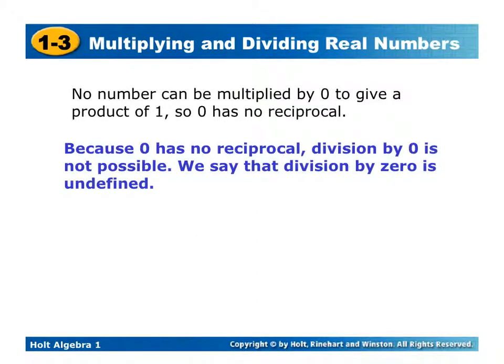So another thing we want to remember is that no number can be multiplied by 0 to give a product of 1. So 0 has no reciprocal, no multiplicative inverse. And because 0 has no reciprocal, division by 0 is not possible. And we say that division by 0 is undefined. It's not possible. You'll get an error message on your calculator.